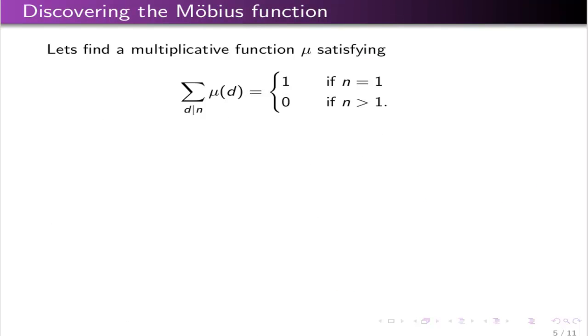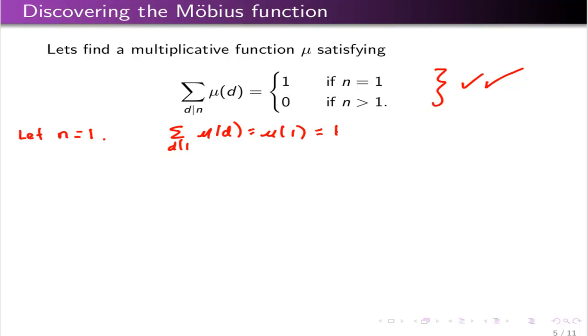Okay, let's see if we can discover the function that would have this characteristic property we're looking for. First of all, what would mu of 1 have to be? I just let n equal 1 and plug it into this formula. Well, the only positive divisor of 1 is 1, and so the sum over d dividing 1 of mu of d just means mu of 1. And I want that to come out to equal 1. So mu of 1 must equal 1.